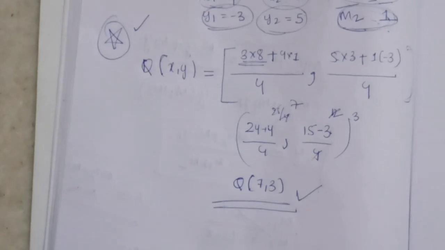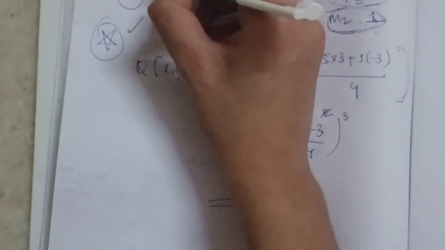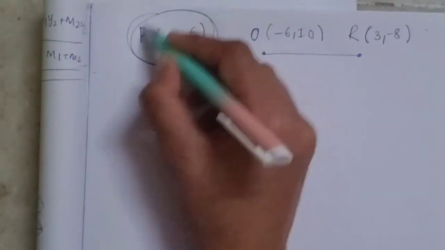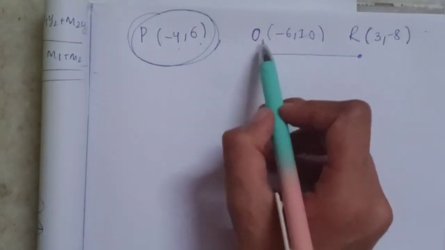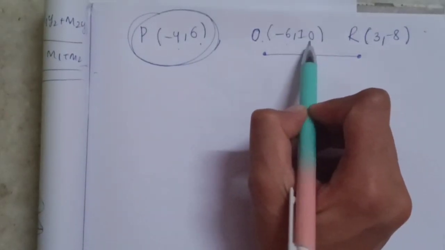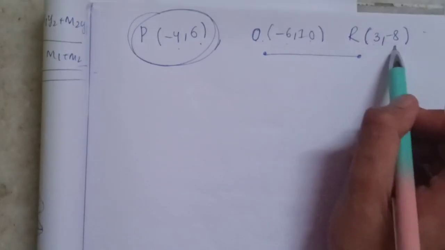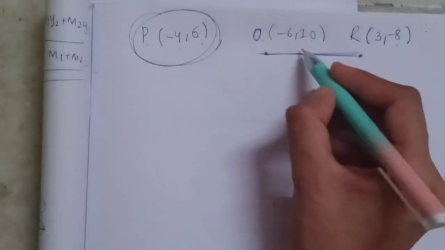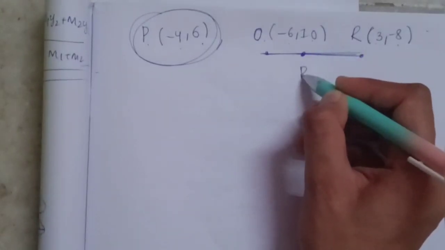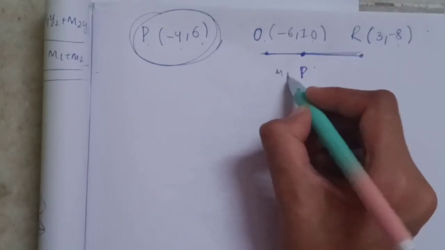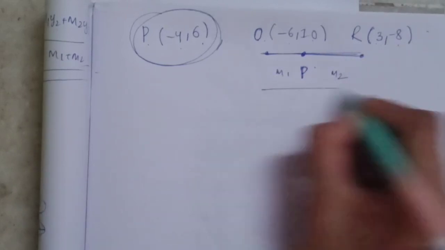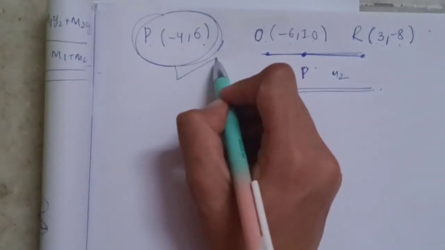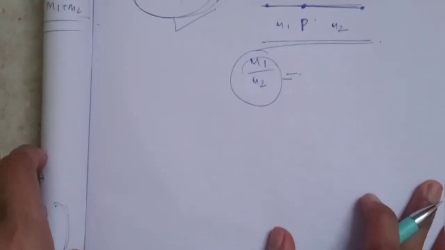Okay, now let us solve another model. So this is the model 1, which is a direct one. Let us say we have a point P of coordinates minus 4 comma 6 and a point Q of coordinates minus 6 comma 10 and point R of coordinates 3 comma minus 8. So this is the line segment formed by these 2 points. Now this point is somewhere, we don't know where it is. It divides the line segment into certain ratio, right? M1 is to M2. So what is that ratio? We need to find out. So basically we need to find out M1 is to M2 ratio. We know the point, right? Just substitute in the formula, that's all.